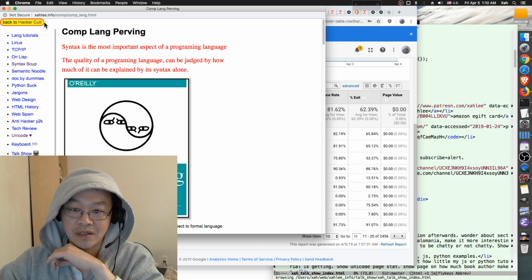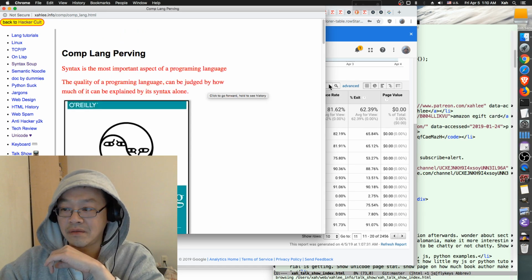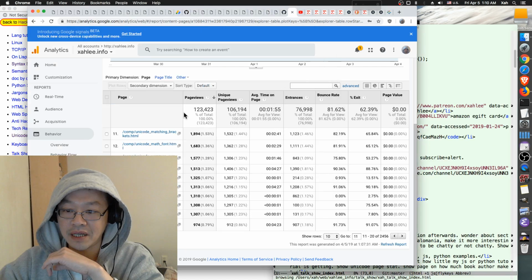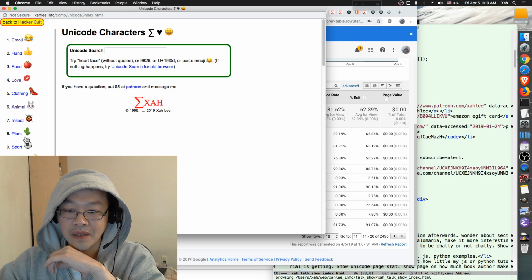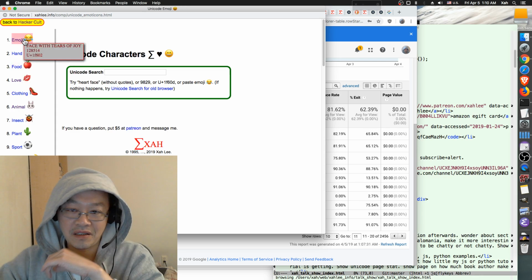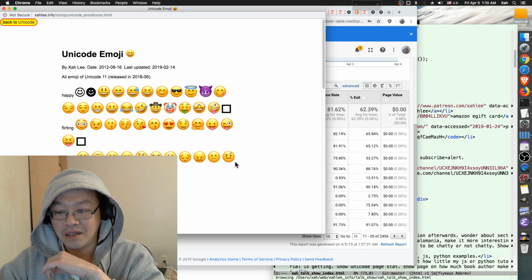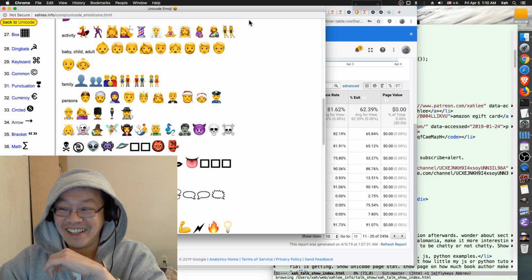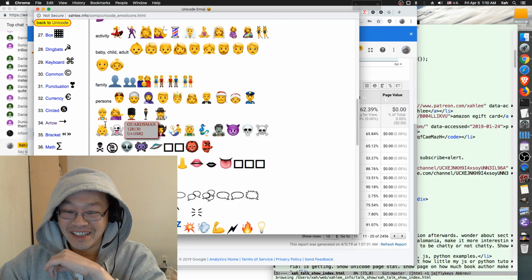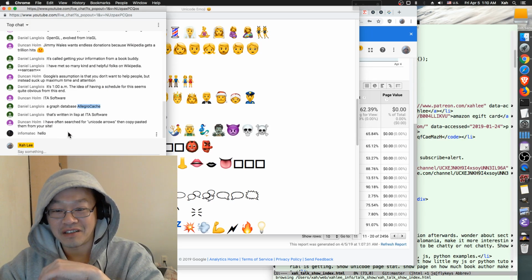So I have these thousands of pages on some very technical topics on programming or math, but they don't have views. Basically half of my website traffic is just these emojis. It's kind of a sad situation.